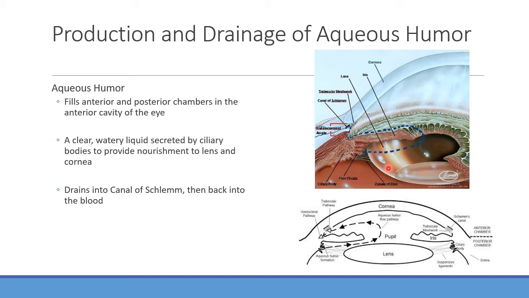Now, what would happen if I were to prevent the outflow of that aqueous humor? Pressure goes up, and that's when you have glaucoma. Or in some cases, we're actually producing too much of the aqueous humor. So when we get to glaucoma, this will be one of the first things we'll talk about in pharm.